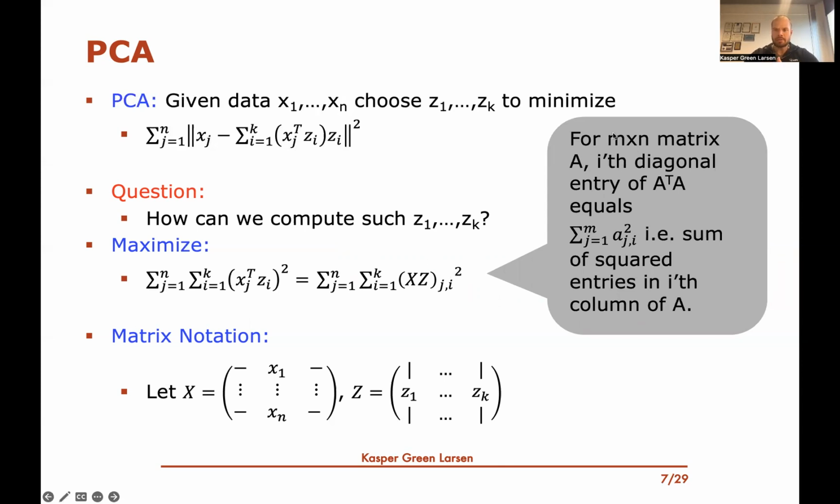Consider, for instance, a matrix A, say an m by n matrix, and then look at A transpose A. You multiply A transpose with A, and let's look at one of the diagonal entries of this product. The ith diagonal entry is the inner product between the ith row of A transpose and the ith column of A. Now, the ith row of A transpose is just the ith column of A. So it's the ith column of A's inner product with itself. By definition, this is exactly the sum of the squared entries in the ith column of A. So the ith diagonal entry of A transpose A is the sum of the squares in the ith column of A.